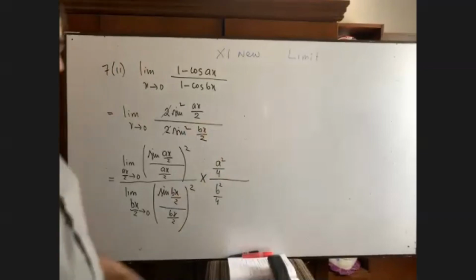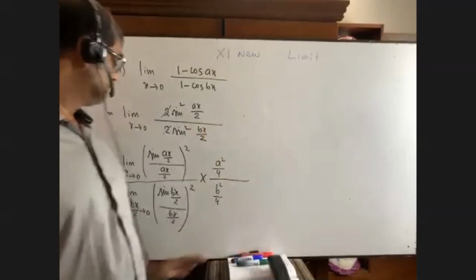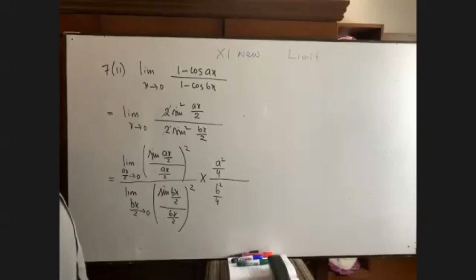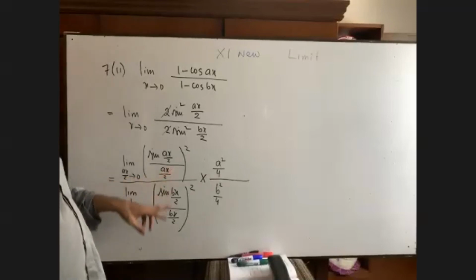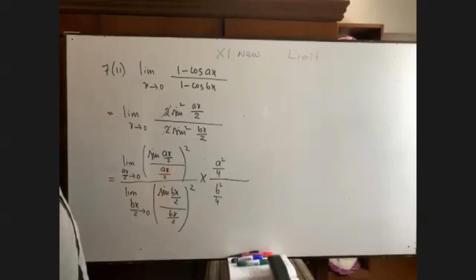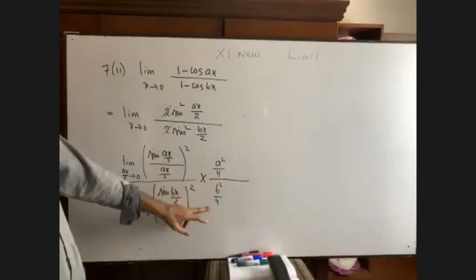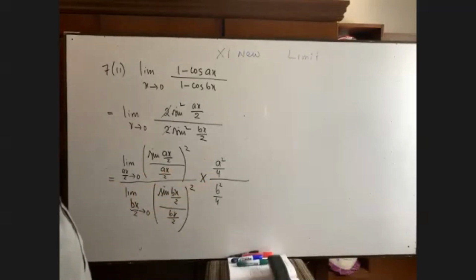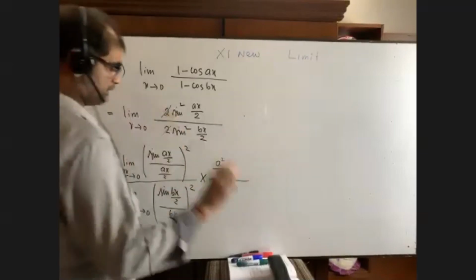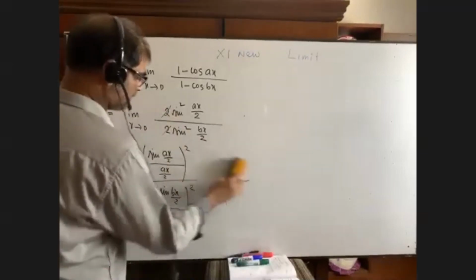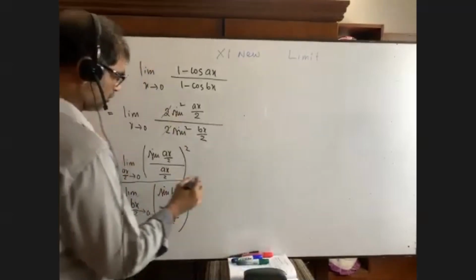X square will be omitted from both the sides, as well as 4 will be omitted from both the sides. Please try to understand. Perhaps you have not got it. Just wait. Actually, what was our math?